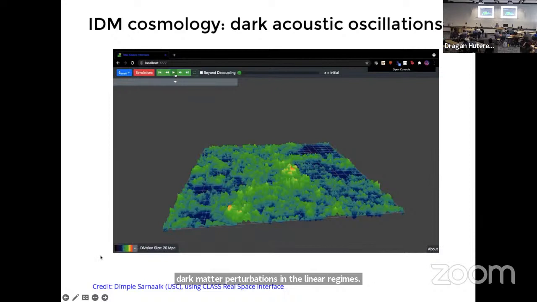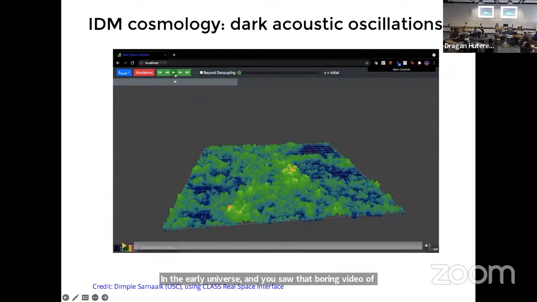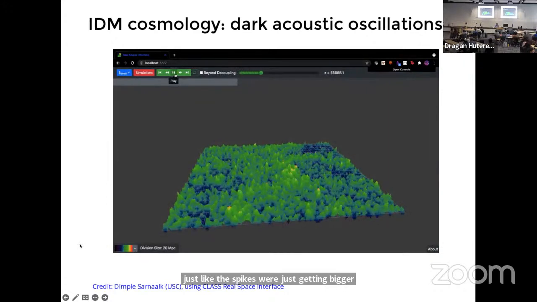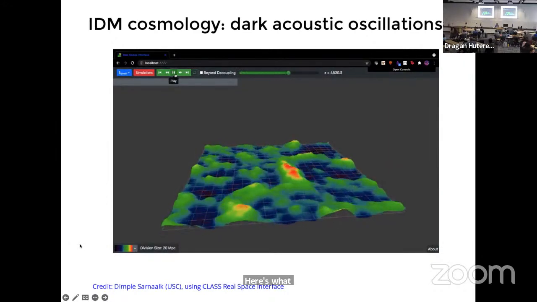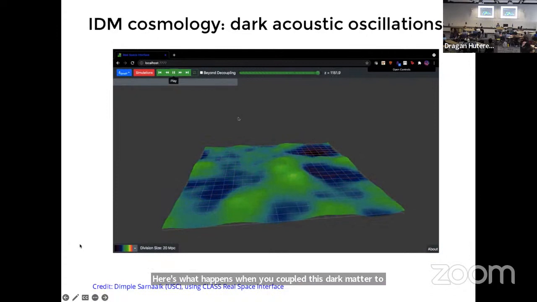And you saw that boring video of just the spikes getting bigger. Here's what happens when you couple this dark matter to baryons. Dark matter itself undergoes acoustic oscillations until those interactions decouple in some way. This is a video made by one of our students who modified the CLASS code, this real space interface, to visualize what happens in these interacting cosmologies.